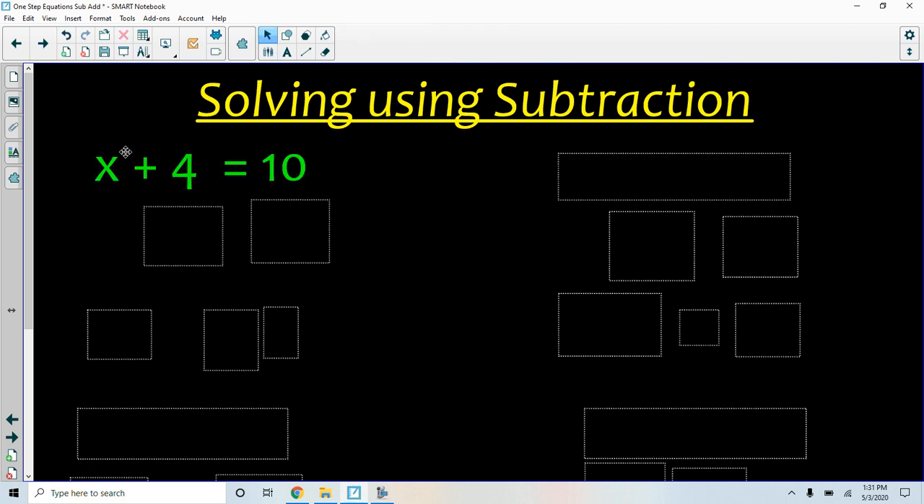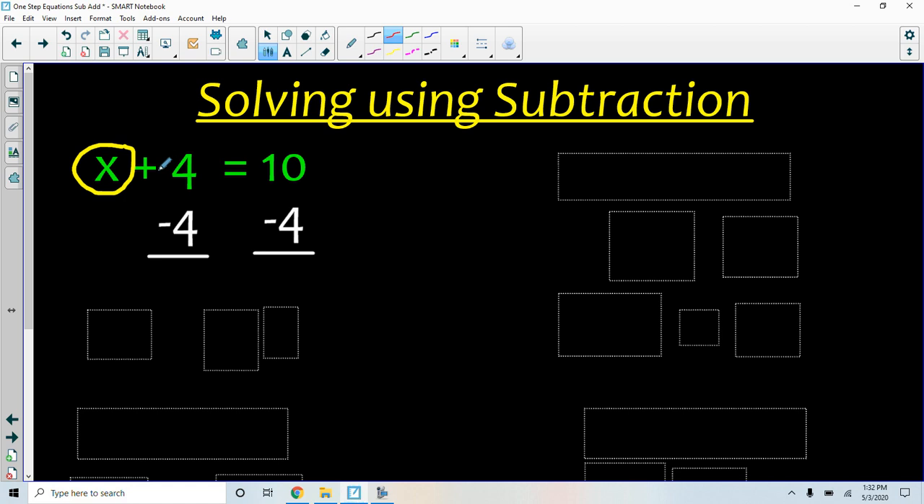So here I have an equation that has addition in it. What I want to do is get x all by itself. That means I want to move away everything else that's on the same side of the equal sign as x. So I have a plus 4 on this side. In order to cancel that out, I want to subtract 4. And in order to keep this equation balanced, I have to subtract 4 on both sides.